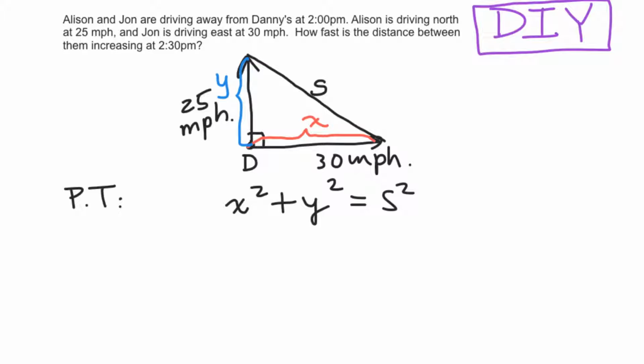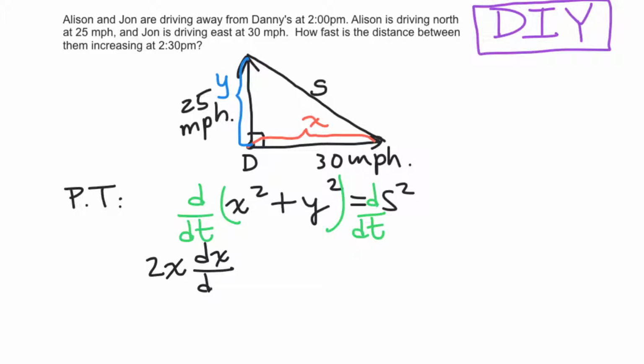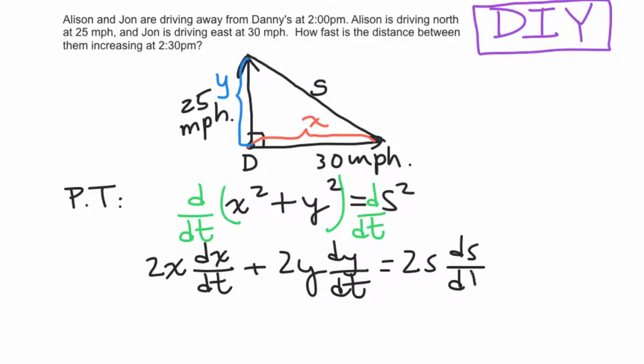The next thing we're going to do is take the derivative with respect to t on both sides of the equation. So we have 2x dx/dt, using the chain rule because x does depend on t, plus 2y dy/dt is equal to 2s ds/dt.